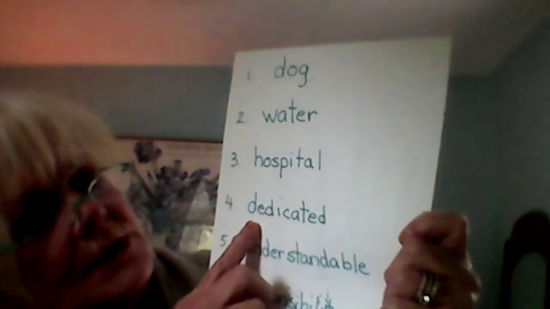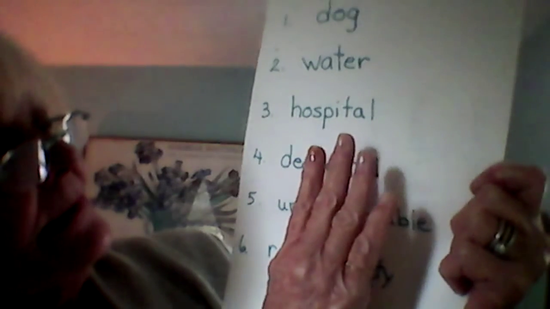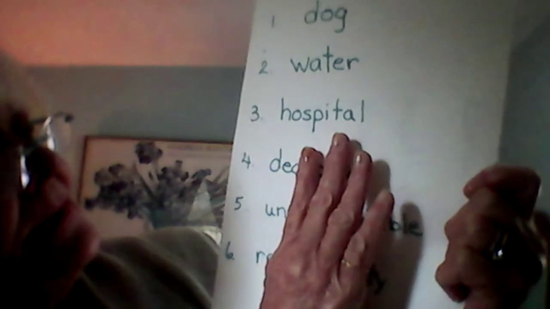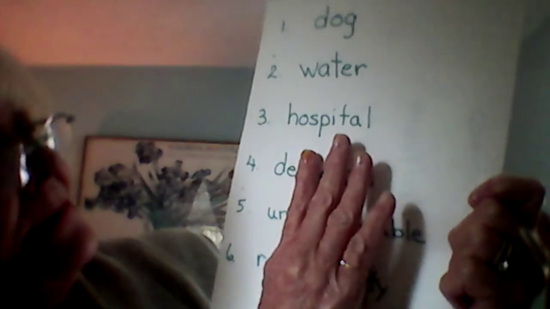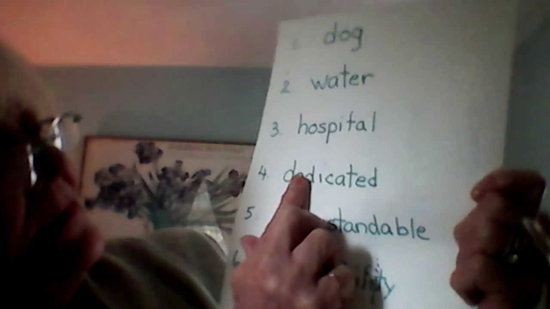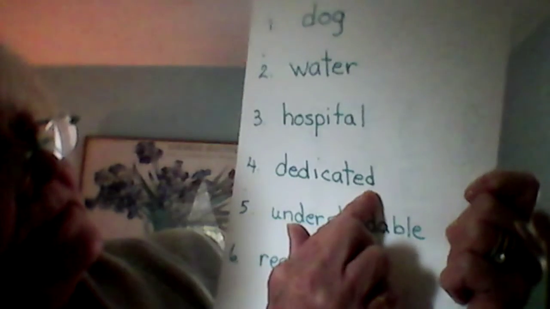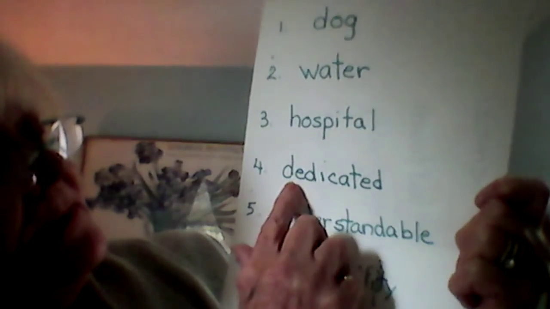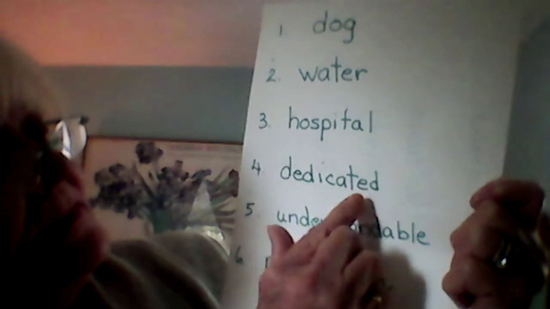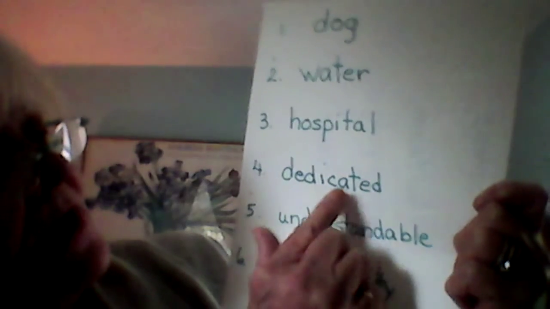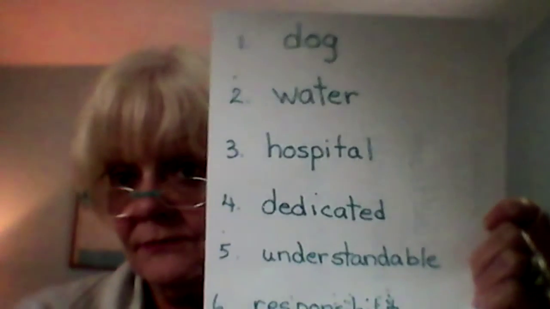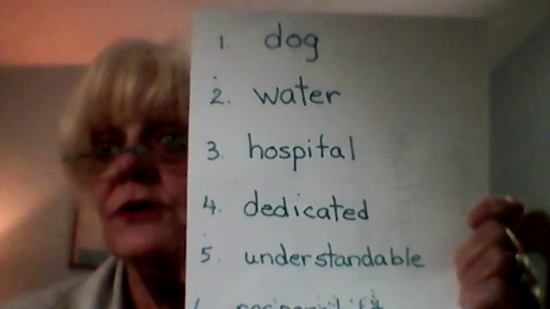Ooh, how about this one? Let's see. I'll work with you on this one. All right. Dead. K. Tid. Vowel, vowel, vowel, vowel. 4 syllables.